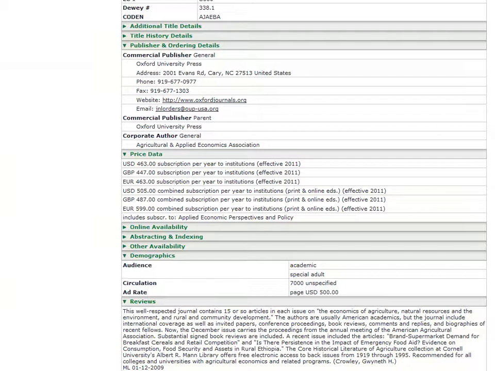If you come across a journal that you cannot locate in Ulrich's, be careful about using it as a top journal. Most reputable journals will be included in Ulrich's.